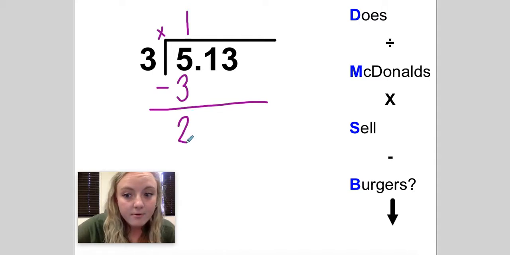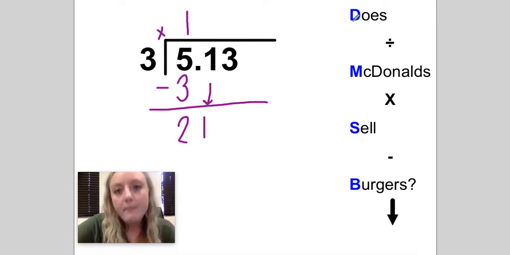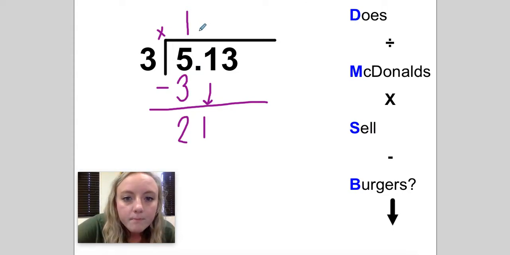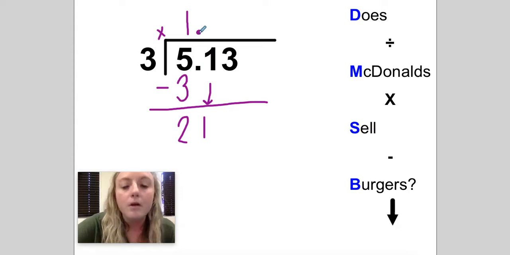My next step, bring down. I'm going to bring down this 1. Then I go all the way back to the top and start over. However, I've got a decimal. I can't just ignore the decimal. All I'm going to do is boop, bring it straight on up.